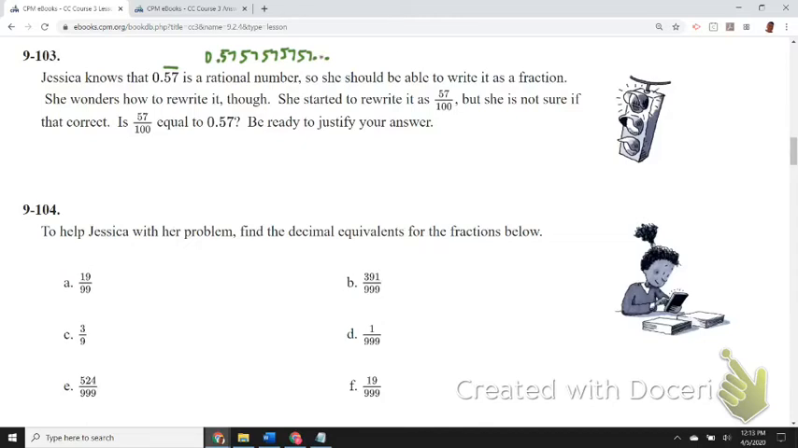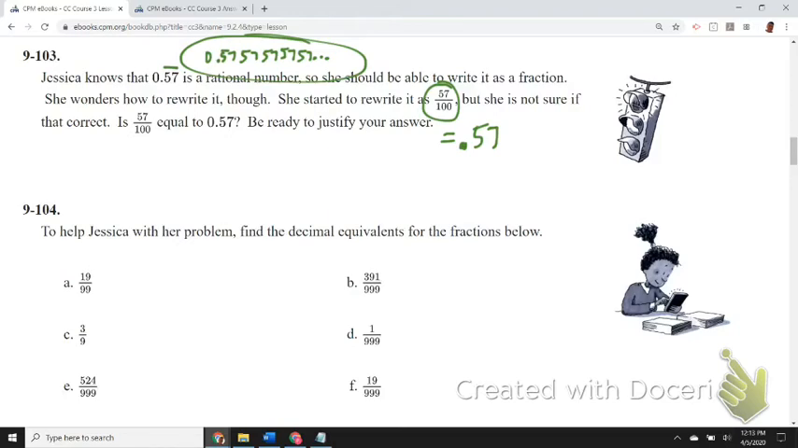Okay? So she wants to be able to write it as a fraction, and she's not sure how to rewrite it. She starts to rewrite it as 57 over 100, but she's not sure if she's correct. What do you guys think? Is she correct? Is 57 over 100 the same as that repeating decimal? Well, if you were paying attention on the last problem, 57 over 100 is 57 hundredths, and it should just be 0.57. Okay?